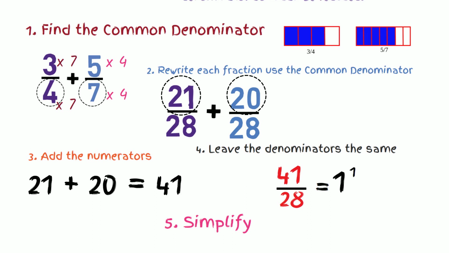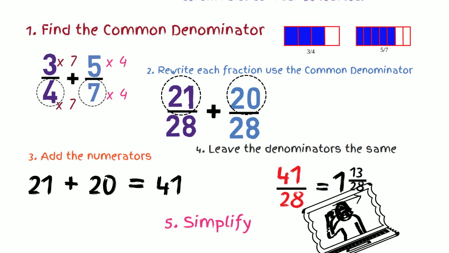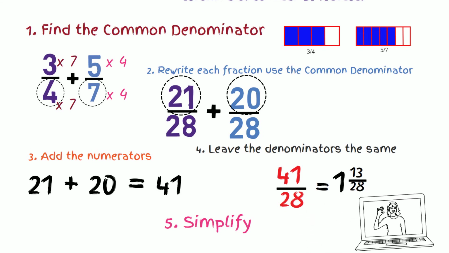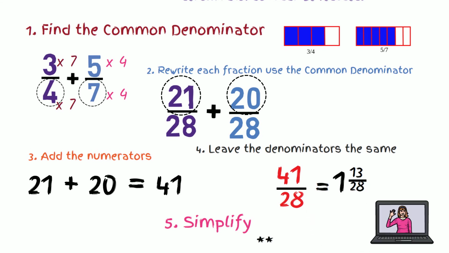This fraction can be simplified into a mixed number. 41/28 is equal to 1 and 13/28. If you are confused on how to simplify into a mixed number, please stay tuned for future videos about improper fractions and mixed numbers. For now, the answer 41/28 is sufficient.